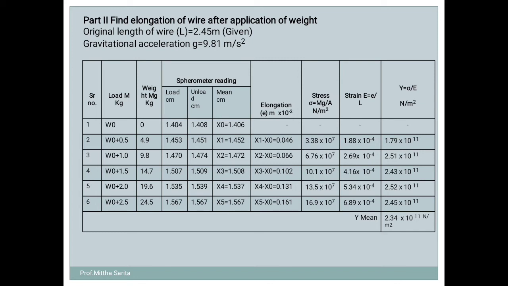The observation table is as shown: load M, weight mg, spirometer readings for load, unload and mean, elongation, stress, strain, and Y. After doing all these calculations, we get the mean Y value equal to 2.34 into 10 raised to 11 Newton per meter square.